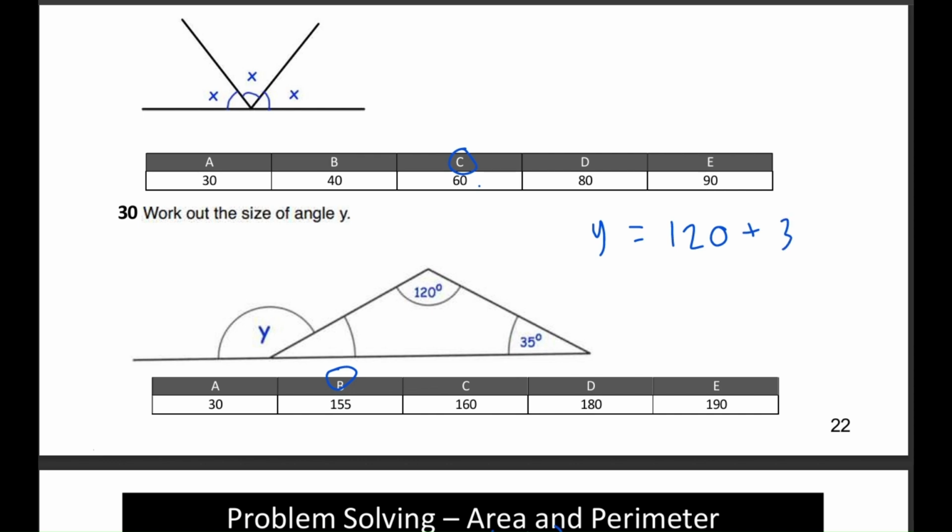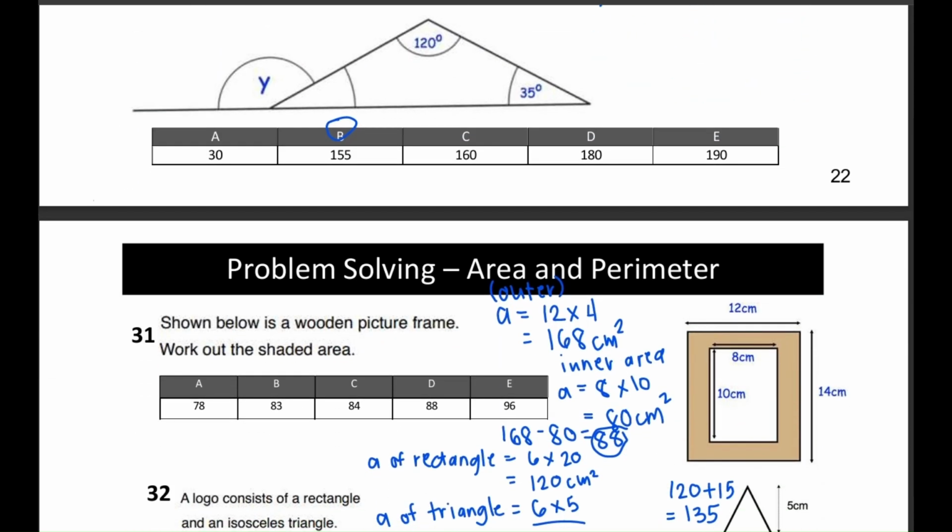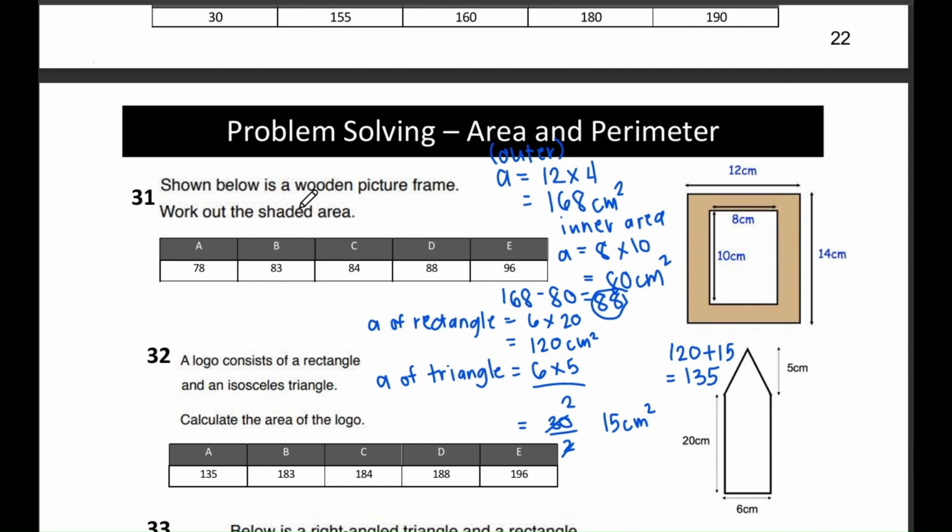Let's go to question 31. Shown below is a wooden picture frame with outer dimensions of 12 centimeters by 14 centimeters and an inner space of 8 centimeters by 10 centimeters. We need to work out the area of the shaded part. Our options are A is 78, B is 83, C is 84, D is 88, and E is 96. The answer is D, 88.